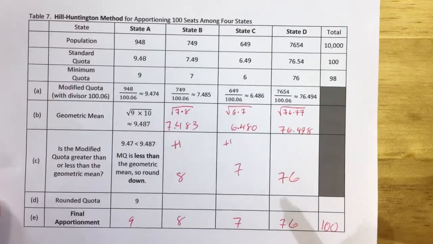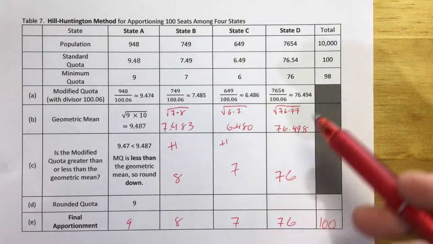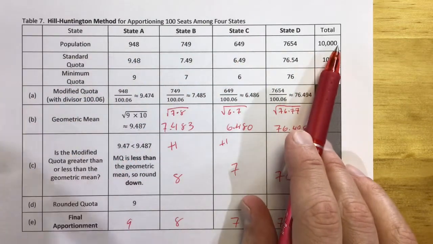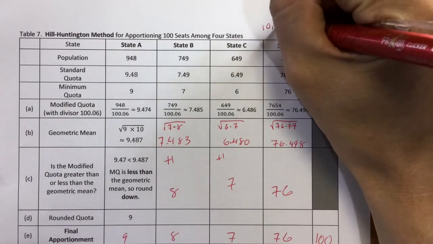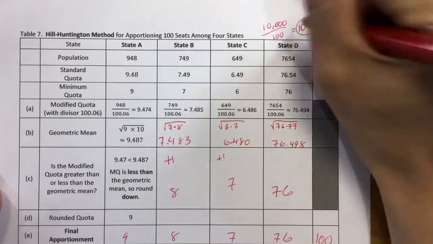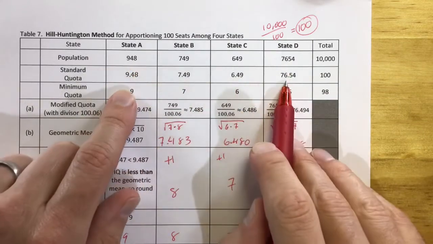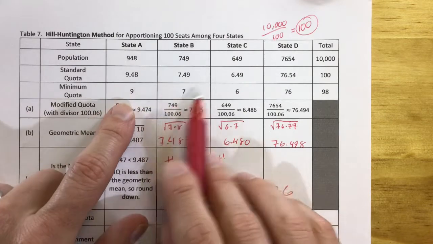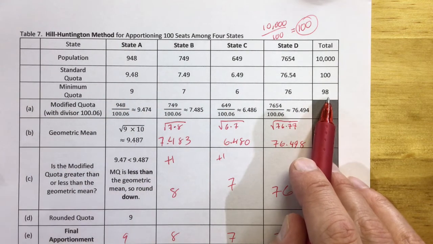Okay, so here's the table for the Hill-Huntington method. The beginning parts are all kind of the same as what we've done before. You've got state populations, you have a total number of seats, so we still had that 10,000 population divided by 100 seats, and you got 100. So again, that's our divisor here, the 100. Here are your populations that we've divided, and then you take your minimum quota by just rounding down everything and adding it up, and you find out that you're at 98, which is 2 seats short.